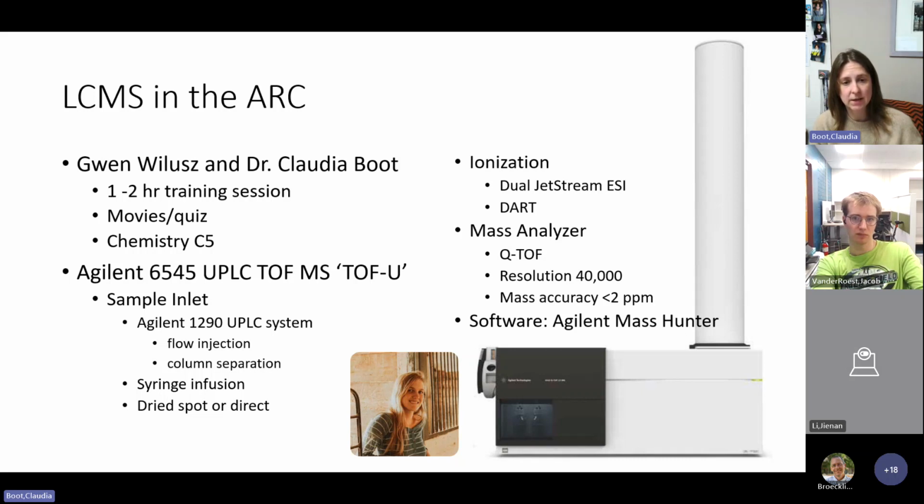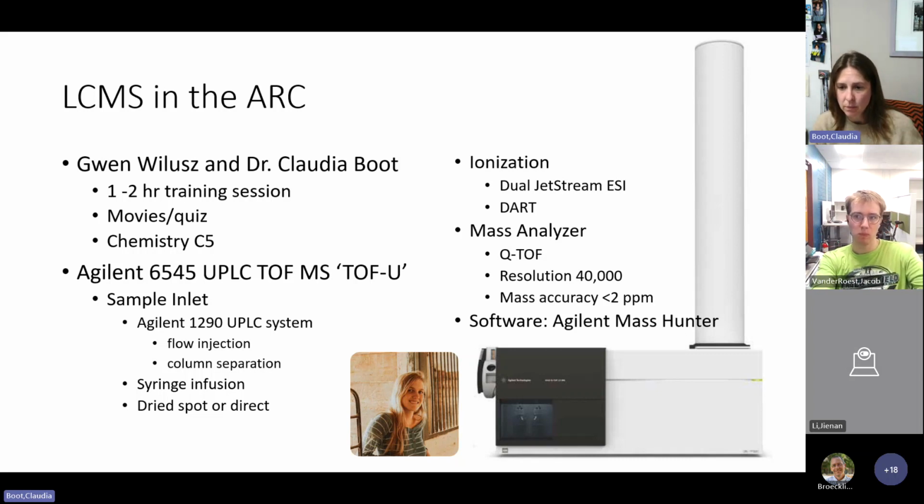We have this Agilent UPLC, but this is where we can also do syringe infusion or that dried spot or direct introduction using the DART source. And with this system, we are getting about 40,000 resolution with sub 2 ppm mass accuracy. And these are available on a workstation and remote PC access for analysis as well.